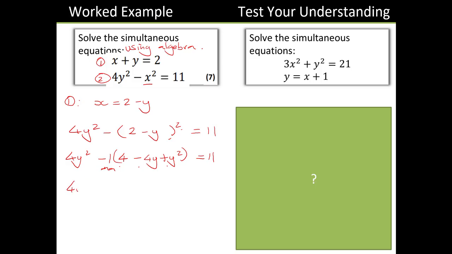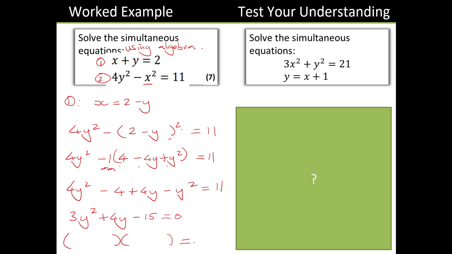So it means we're then going to do something like 4y squared minus 4 plus 4y minus y squared equals 11. We collect the terms. We say 3y squared plus 4y. Let's bring the 11 over. It's minus 15 equals 0. Okay, and from here we would put into brackets and we would solve. I'm going to try to do this one by inspection.